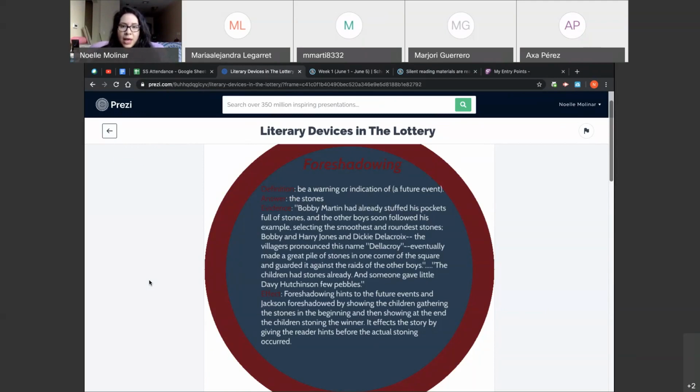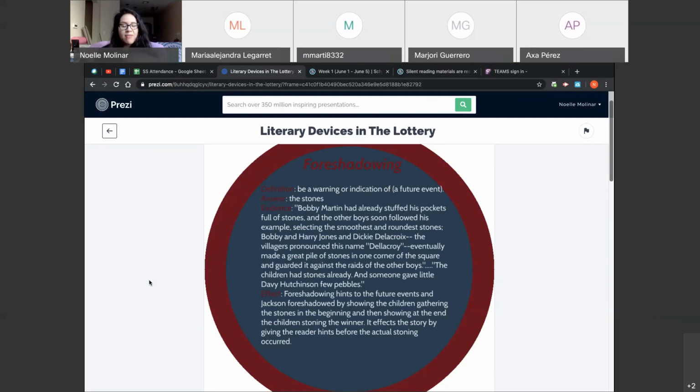Bobby Martin had already stuffed his pockets full of stones, and the other boys soon followed his example, selecting the smoothest, roundest ones. Eventually, they made a great pile of stones in the corner of the square and guarded it against the raids of other boys. The children had stones already, and someone gave little Davy Hutchinson a few pebbles.